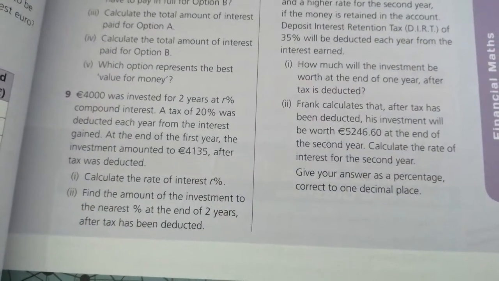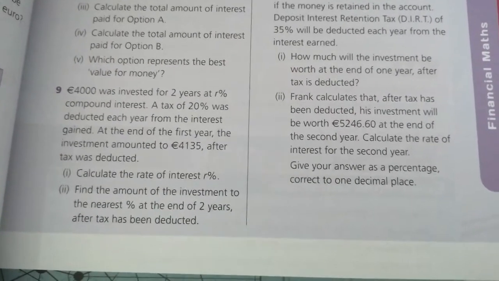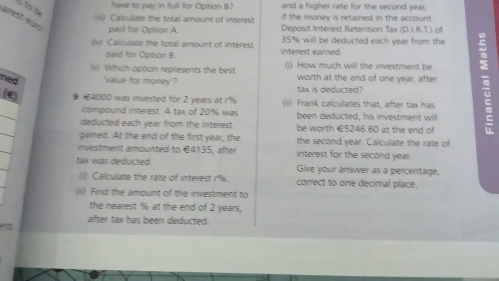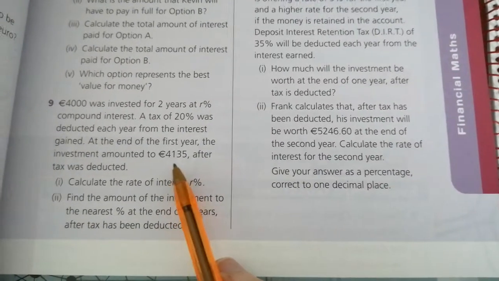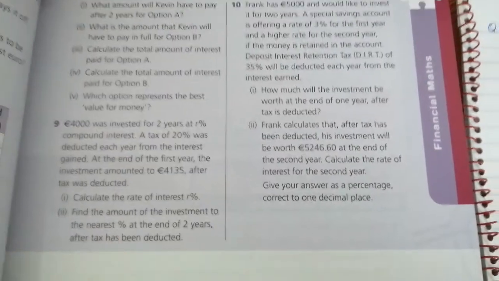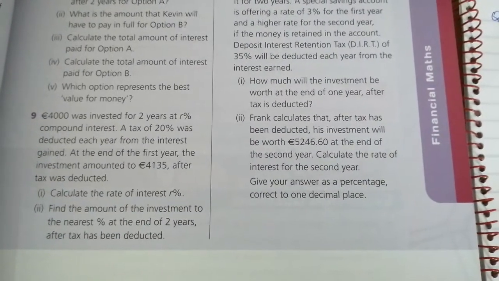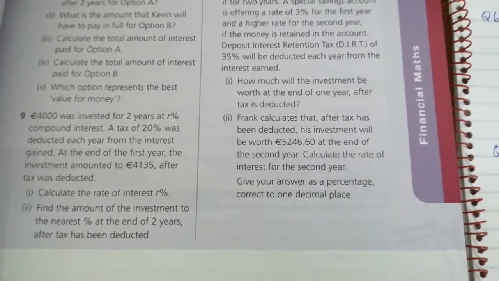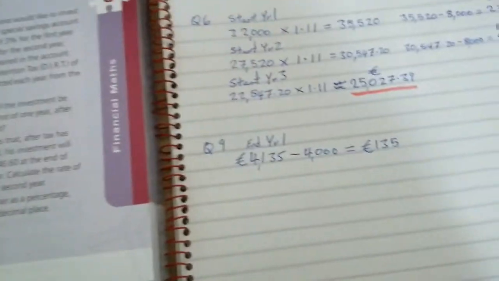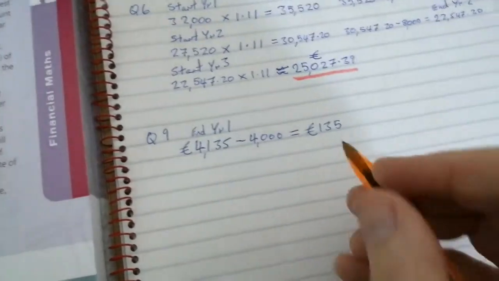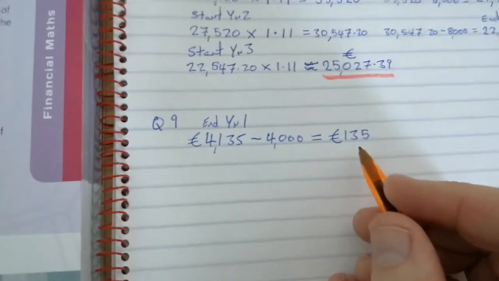If you'd like to think about that for a second, what does that 135 represent? Bearing in mind that the 4,135 that the investment amounted to was after tax was deducted. Okay, I'm going to move on. You can pause if you want to think about it some more before I tell you the answer, and you can do that all along through the videos.